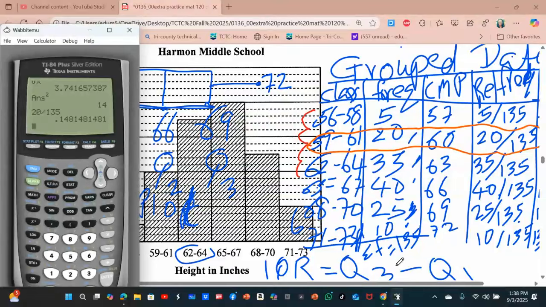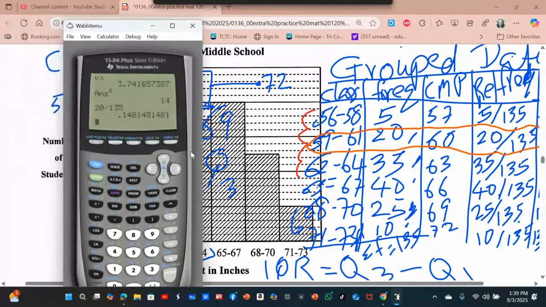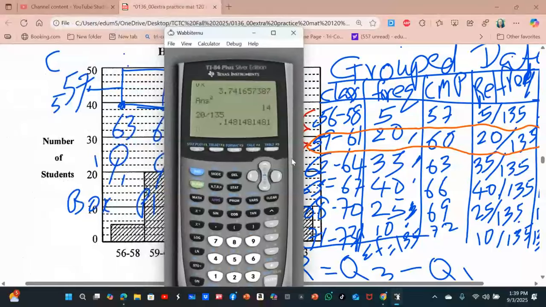The interquartile range, IQR, is Q3 minus Q1. So actually, when you do one variable stats, you can find the 5-number summary, the range, and the interquartile range, okay? And remember that when you're given group data, you haven't lost everything. You can use the group data to find the 5-number summary. So make sure you find them.